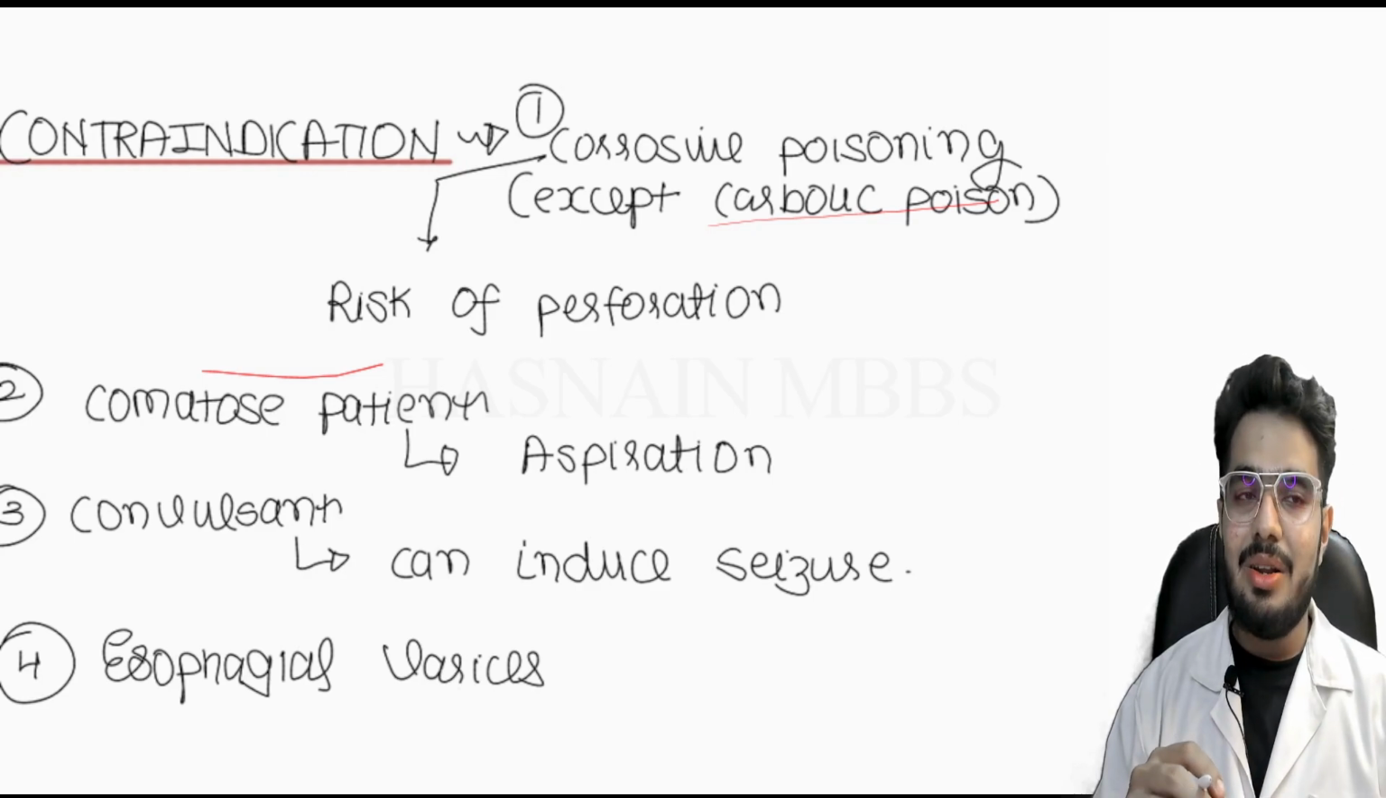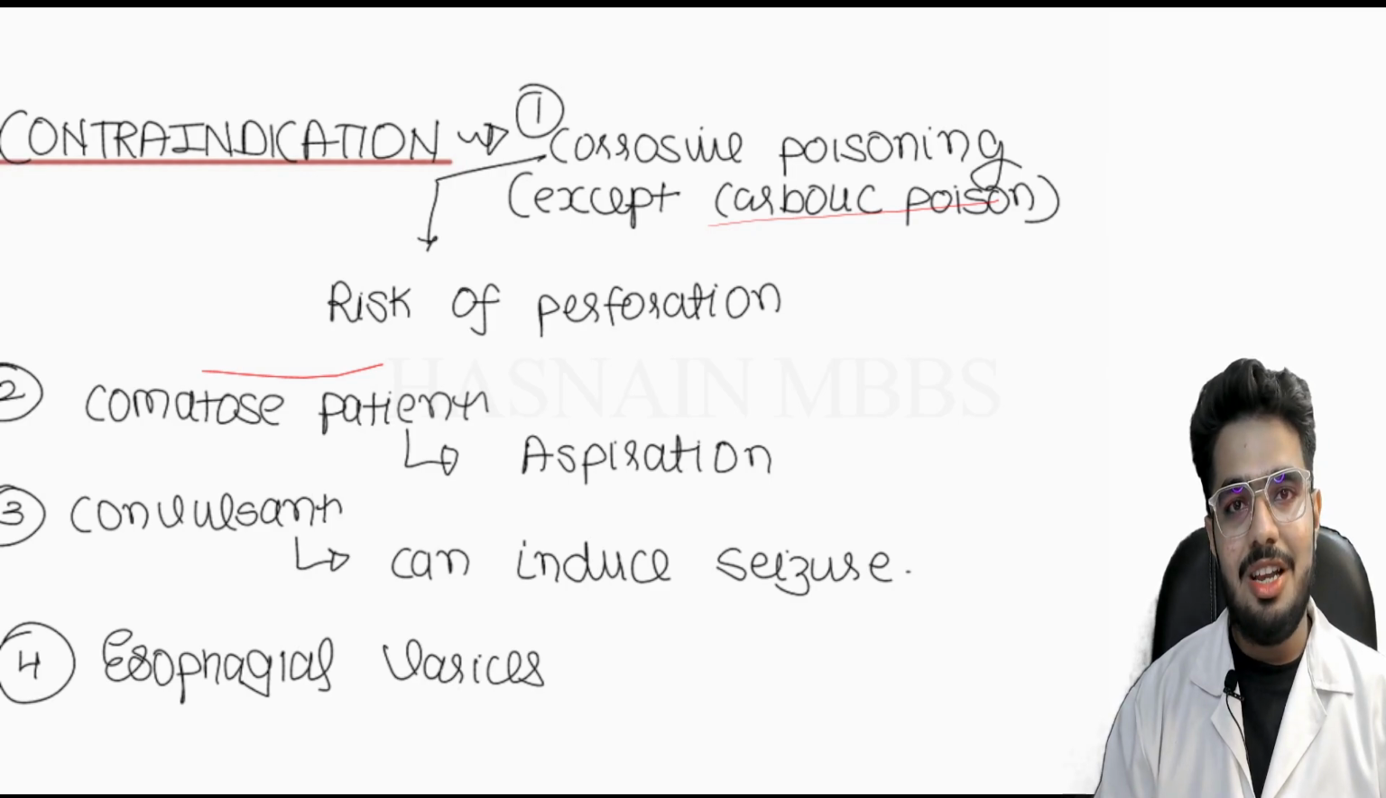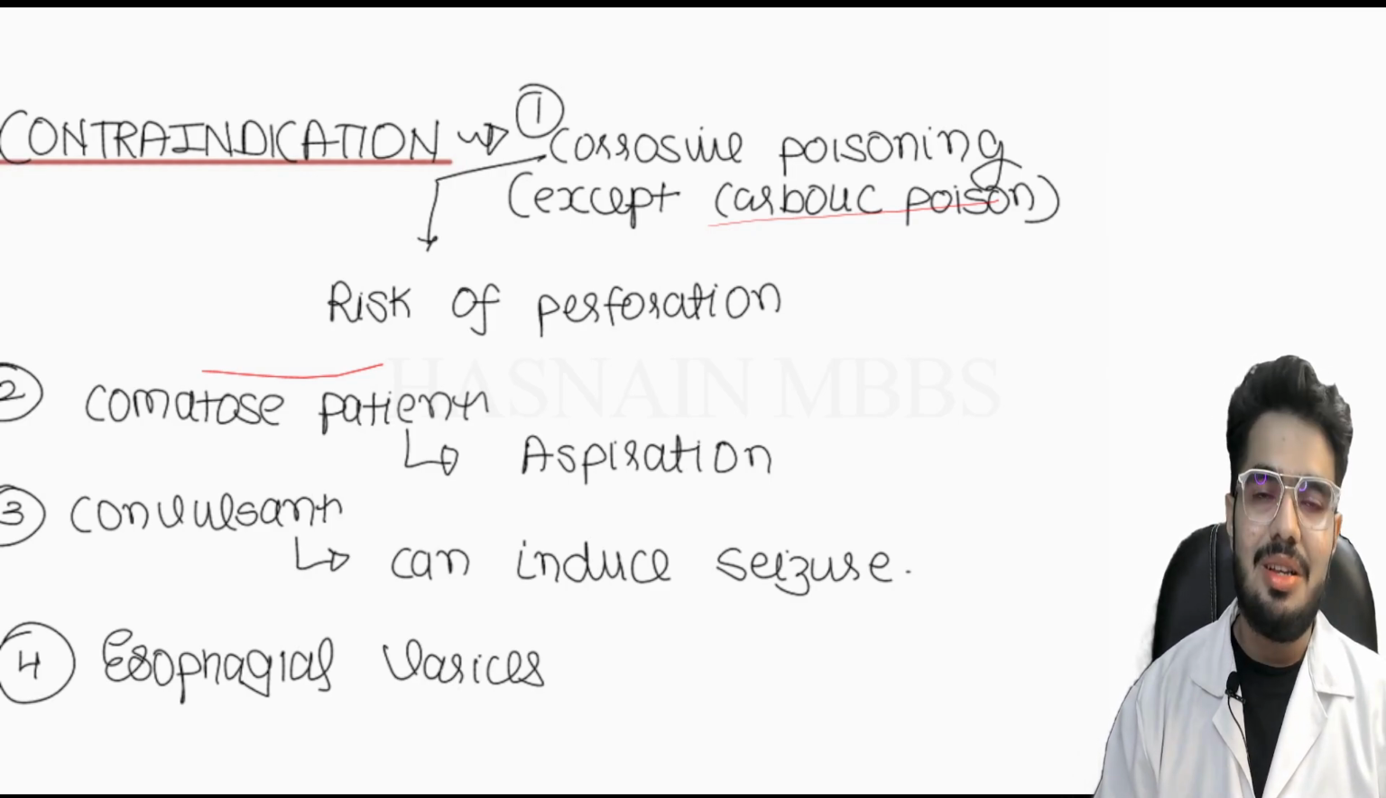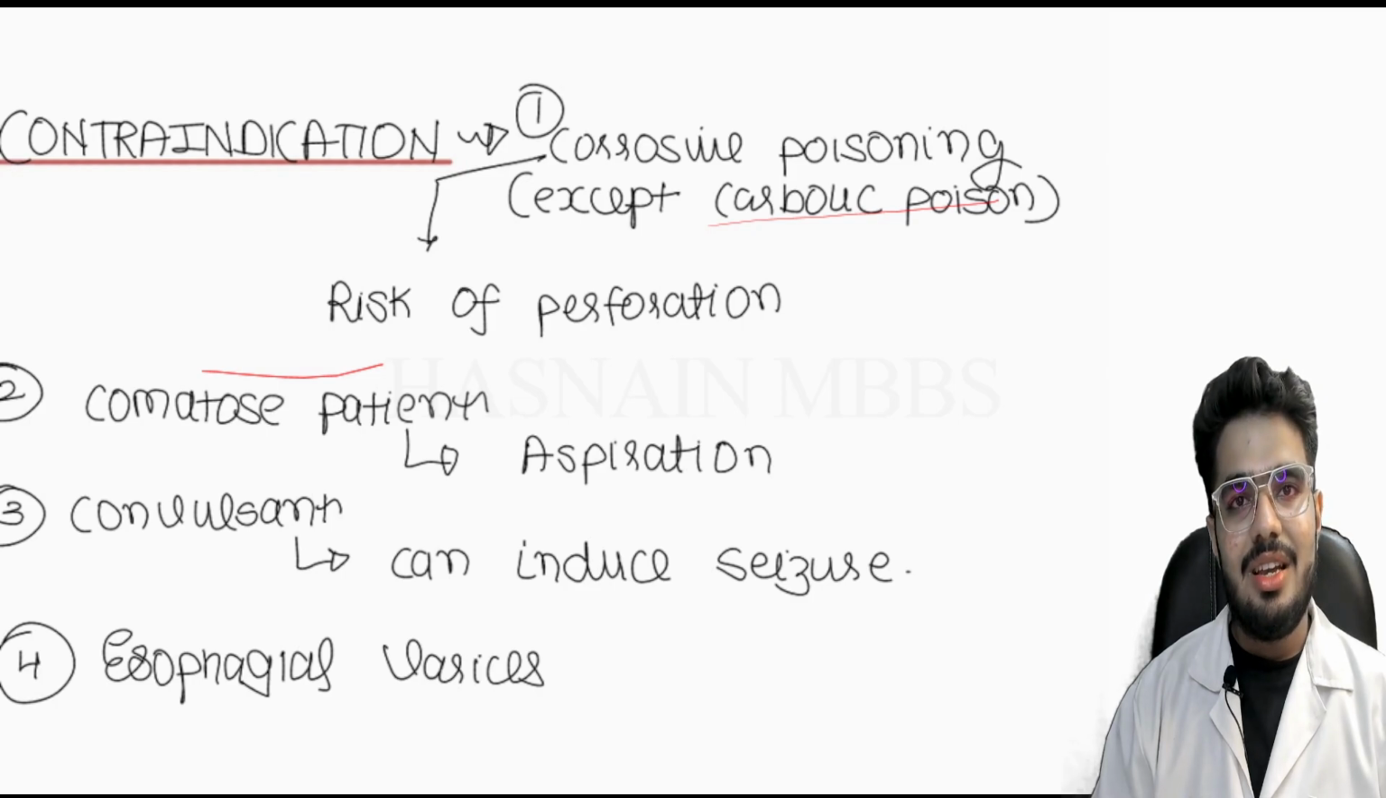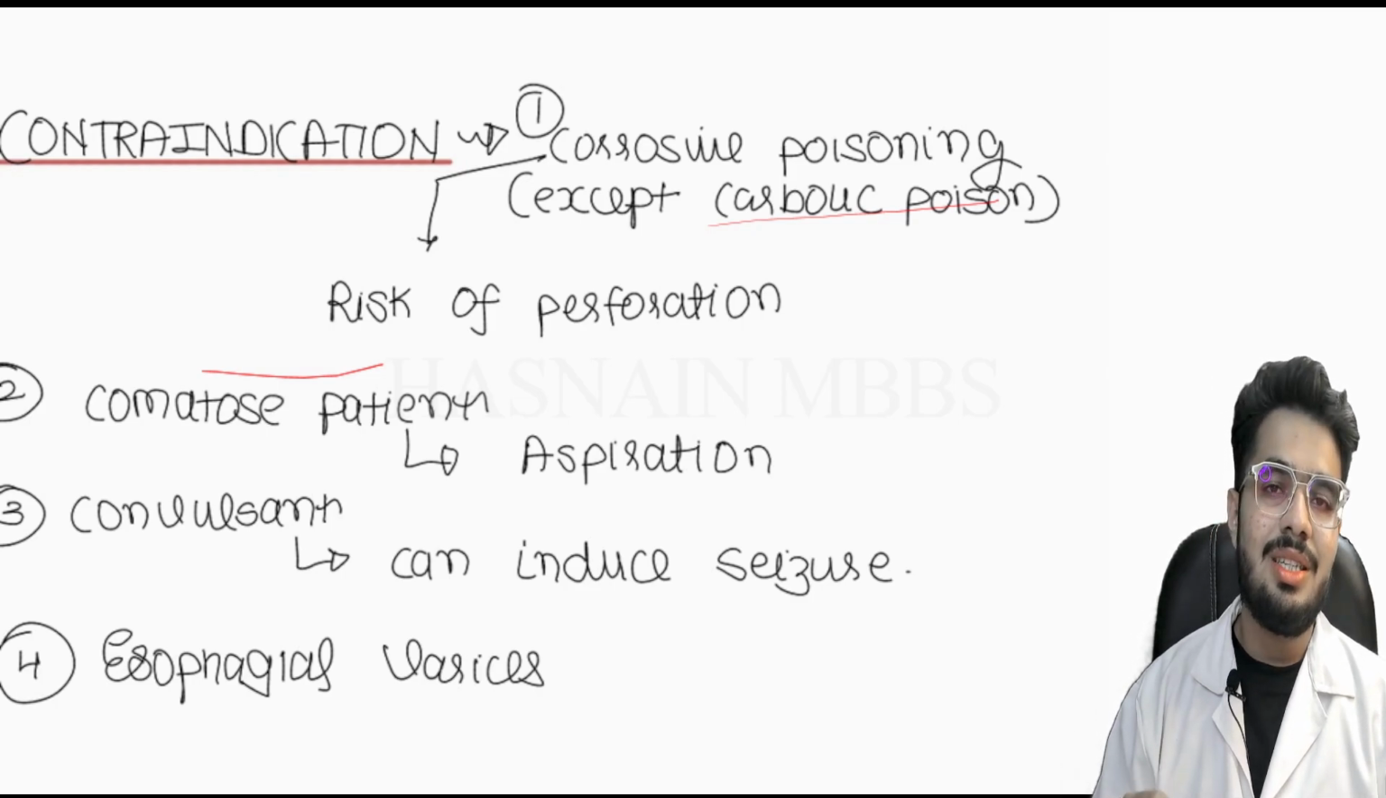Secondly is a comatose patient, because in a comatose patient, if we try to do gastric lavage, there is a high risk of aspiration. Third is convulsant. In a convulsant patient we can't do gastric lavage because it can induce seizure. And fourth is esophageal varices.